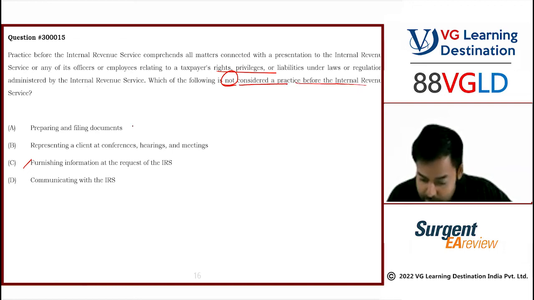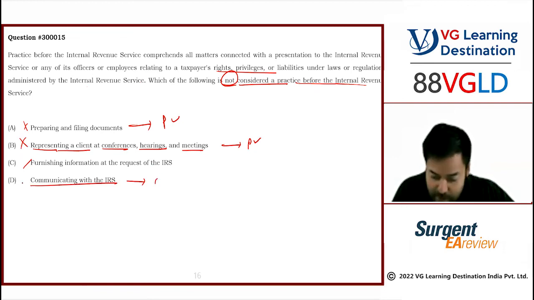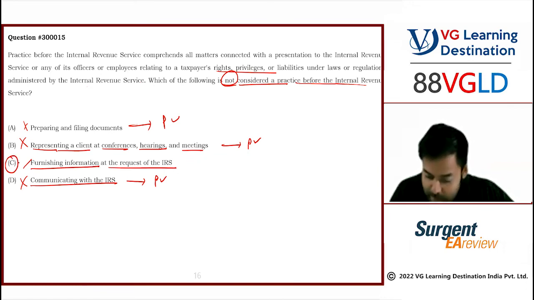Before the IRS, preparing and filing documents is practice, so not the answer. Representing the client at conferences, hearings, and meetings is practice, so not the answer. Communicating with the IRS is practice, not the answer. Furnishing information at the request of the IRS is not practice, hence C is the answer.